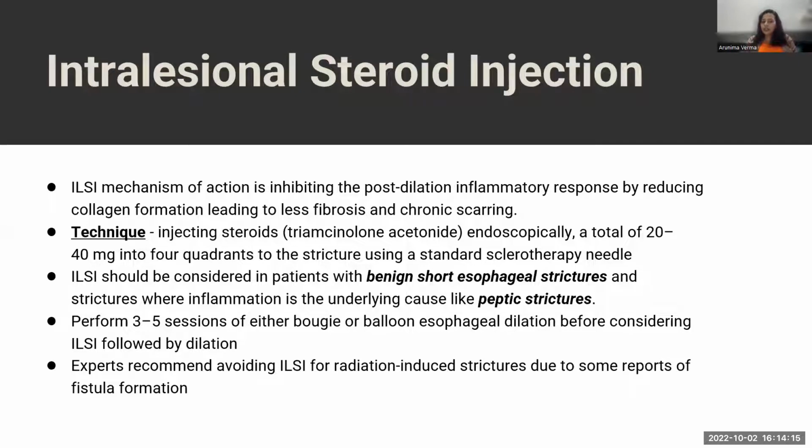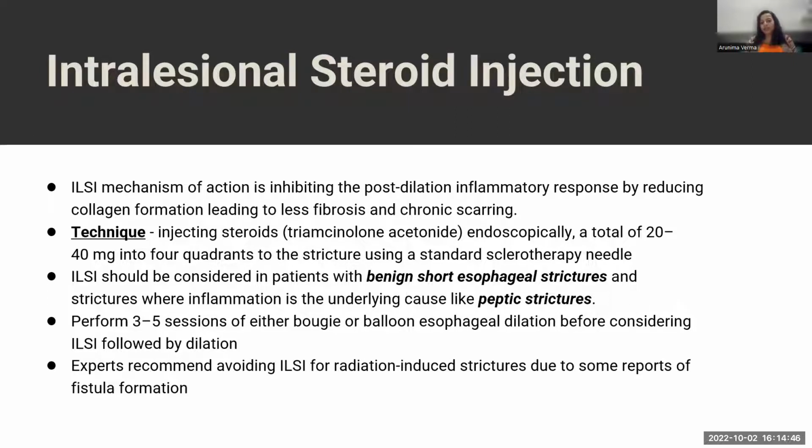Intralesional steroid injection acts on the post-dilatation inflammatory response by reducing collagen formation, and this leads to less fibrosis and less chronic scarring. Here, the technique used is injecting triamcinolone acetonide endoscopically using a standard sclerotherapy needle, injected in 4 quadrants of the stricture, 20 to 40 milligrams into each quadrant, and it should be considered in patients with benign short esophageal strictures or where inflammation is the underlying cause, like in peptic strictures.